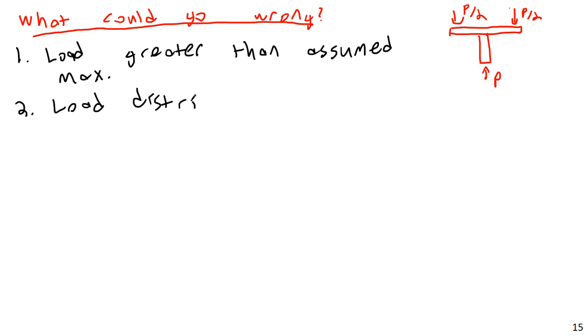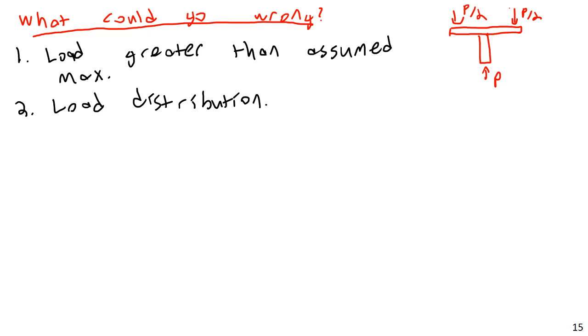Look what I assumed. I assumed a perfectly symmetrical case. In reality, vehicles don't really behave like that. You'll tend to have more weight near the front than the back. So if I were to properly assume this, I might assume P over 3 here, and then 2P over 3 over here, or something. But again, I would still always have some assumed load.